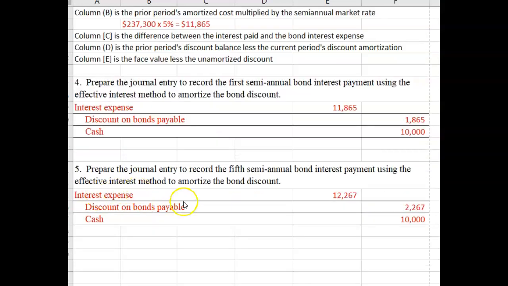Debit bond interest expense, $12,267. Credit discount on bonds payable, $2,267, and credit cash, $10,000.